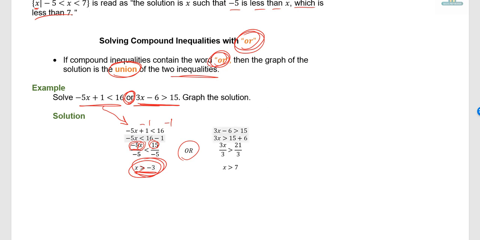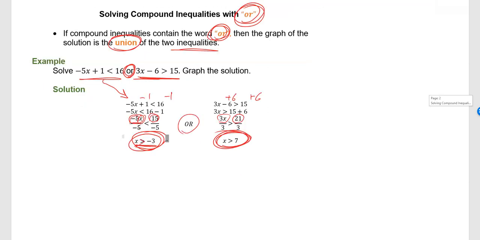For the second part, I have 3x minus 6 greater than 15. So again, I can add 6 to both sides, right? So I'm going to have 3x is greater than 15 plus 6, which is 21. So 3x greater than 21, 3x divided by 3, and 21 divided by 3. So I have x is greater than 7.